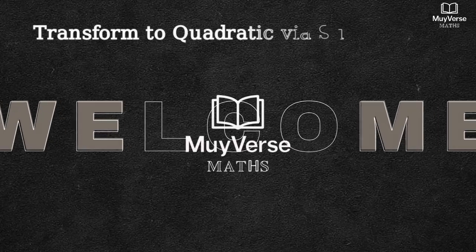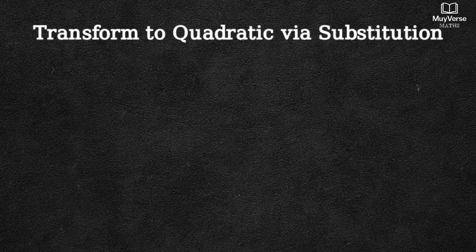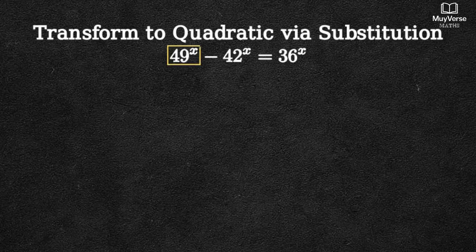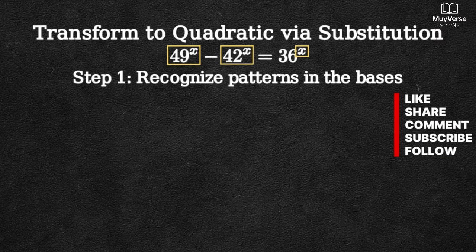In this lesson, we'll solve the exponential equation 49^x − 42^x = 36^x. We'll transform it into a simpler quadratic using a smart substitution, and then solve for x step by step. Step 1. Recognize patterns in the bases.